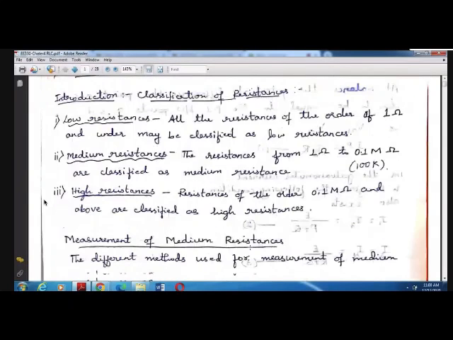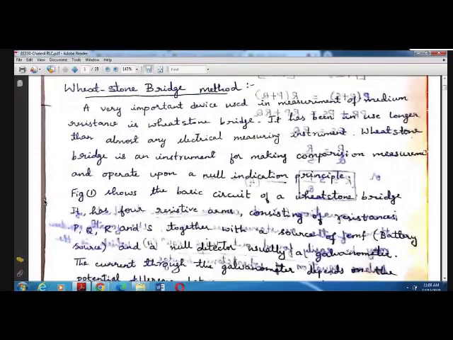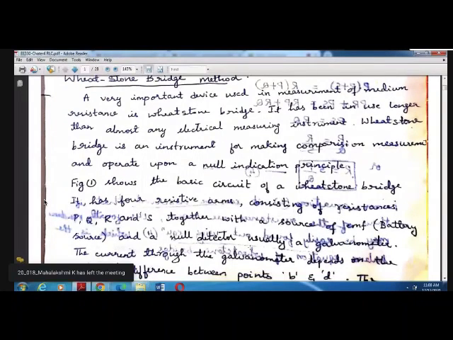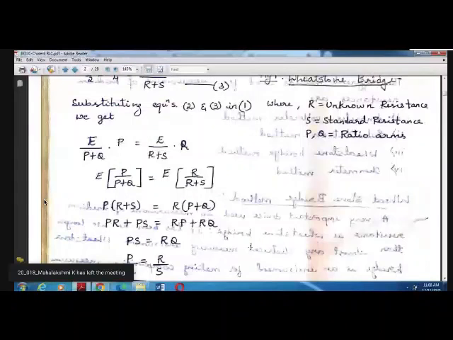Okay. What is the balance condition for Wheatstone bridge? P by Q is equal to R by S. Yes. And one more condition is P by P plus Q is equal to R by R plus S. You can write that also. And also the currents: I1 is equal to I3 and I2 is equal to I4. So these are some of the balance conditions you should understand.